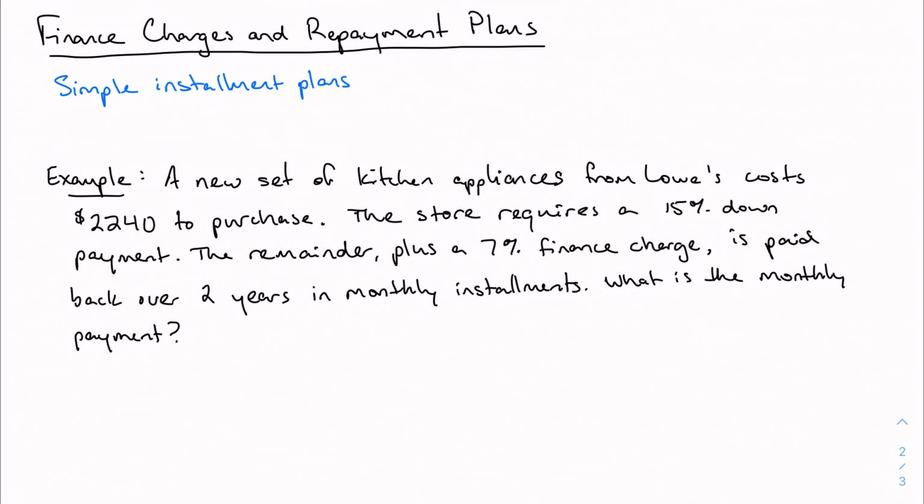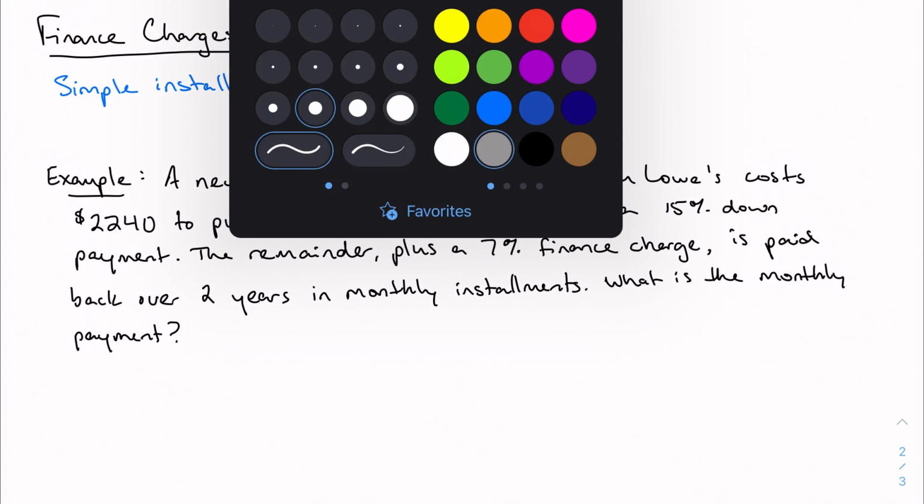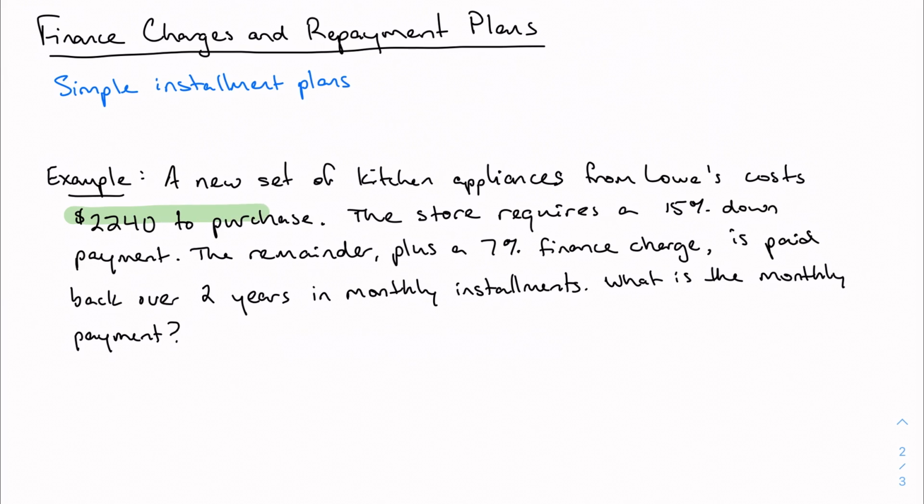So here's my situation, right? I have some kind of big ticket item, and with repayment plans, this is where you would see it the most often. So maybe I have a new set of kitchen appliances, and they cost $2,240 to purchase. This sounds important, so I'm going to highlight it. The store requires a 15% down payment, and that remainder plus a 7% finance charge is paid back over 2 years in monthly installments. And I want to know what my monthly payment's going to be.